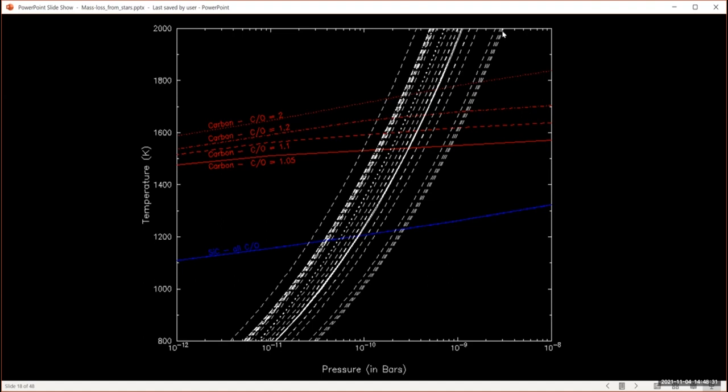What you can see here is that it really matters what my carbon to oxygen ratio is. So if I take this line, for instance, with a carbon to oxygen ratio of 2, we're going to have dust forming right around 1800 Kelvin. But if it's down around 1.05, now it's down below about 1500 Kelvin. So that's a very important point.